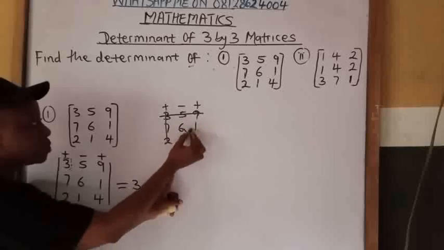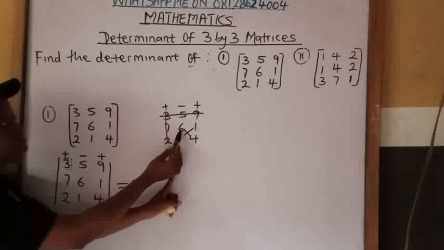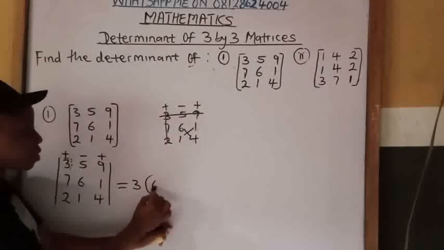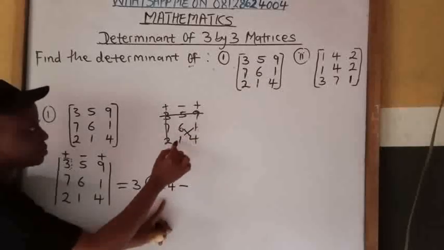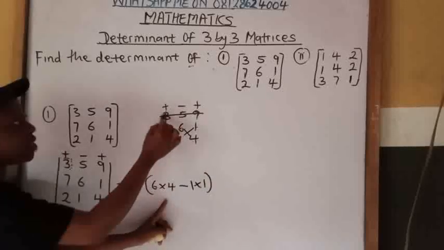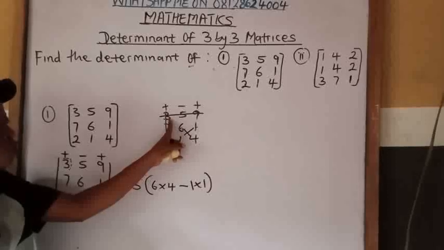Then you cross multiply. So 6 and 4, you are going to have 6 times 4, then minus 1 times 1. So you have picked the first element on the first row.